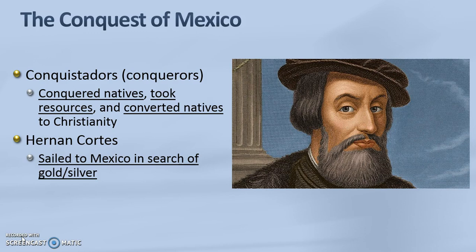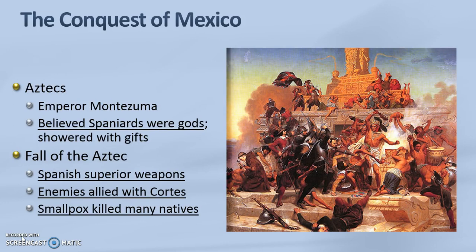One of these Spanish explorers is Hernán Cortés. He sails to Mexico in search of gold and silver. When Cortés arrives in Mexico, he finds that the Aztec are living there, and at the time Moctezuma was the emperor in power. And when the Aztecs saw the Spaniards for the first time, they actually thought that they were gods. They had never seen a light-skinned man before. They had never seen horses or these great ships and weapons, and so they confused them for gods and started showering them with gifts.